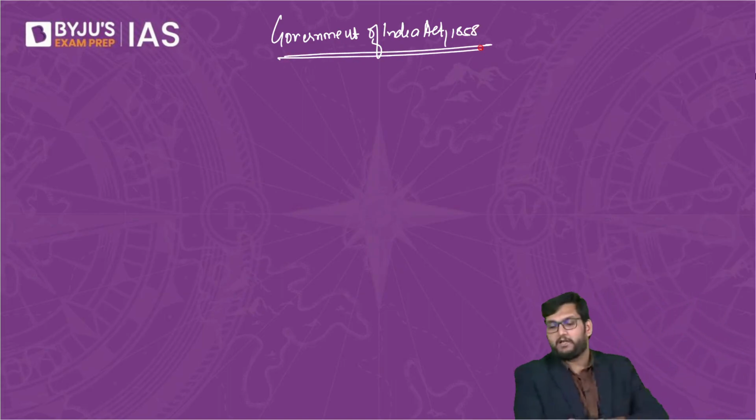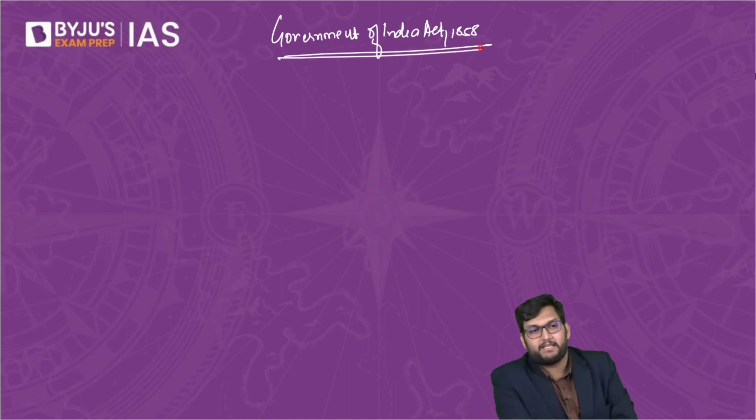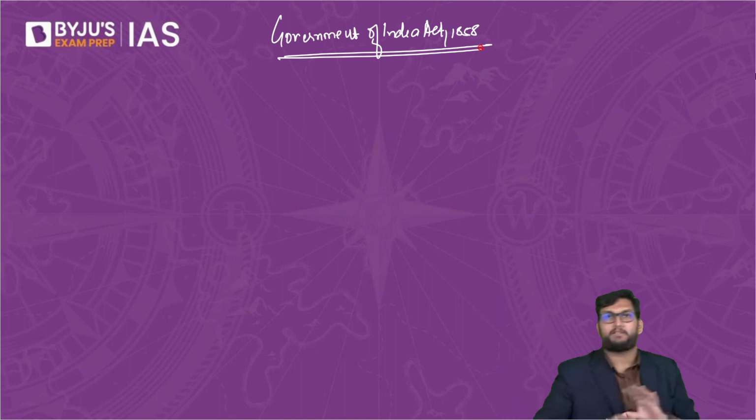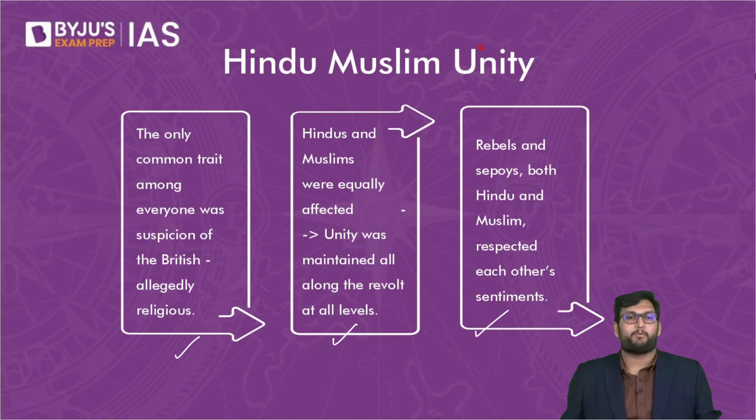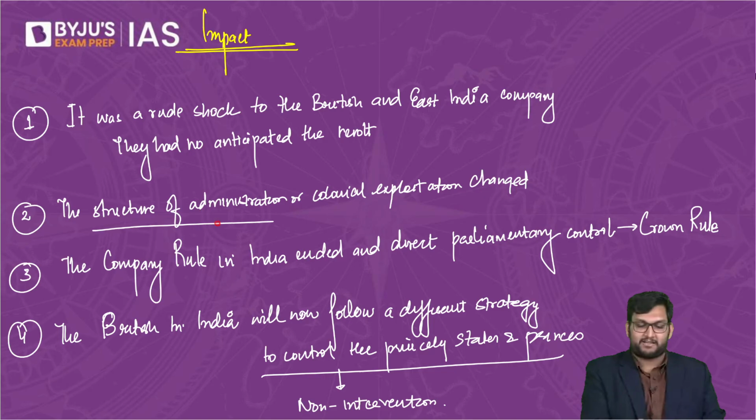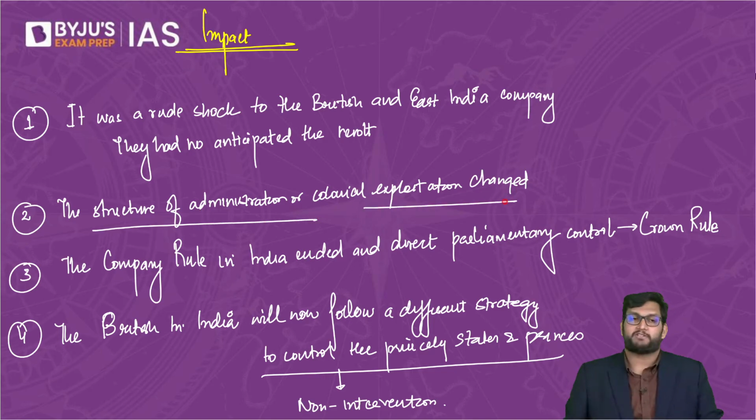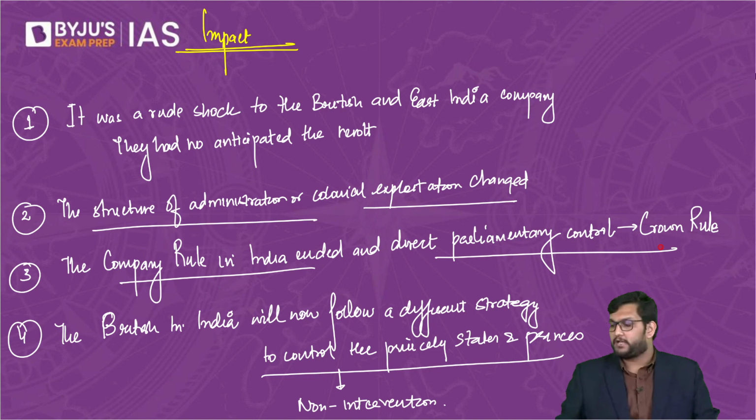Are you getting the point? Why is the East India Company now held responsible for what they did, and why is there a need for change? They have been held responsible for the 1857 revolt. So basically, the British now want direct control. Enough is enough. You have killed people because of your 100 years of rule. So the Government of India Act 1858, I'm again explaining the second and third point only. If you pay attention, I'm saying the structure of administration and exploitation changed, company rule ended, and Crown rule started.